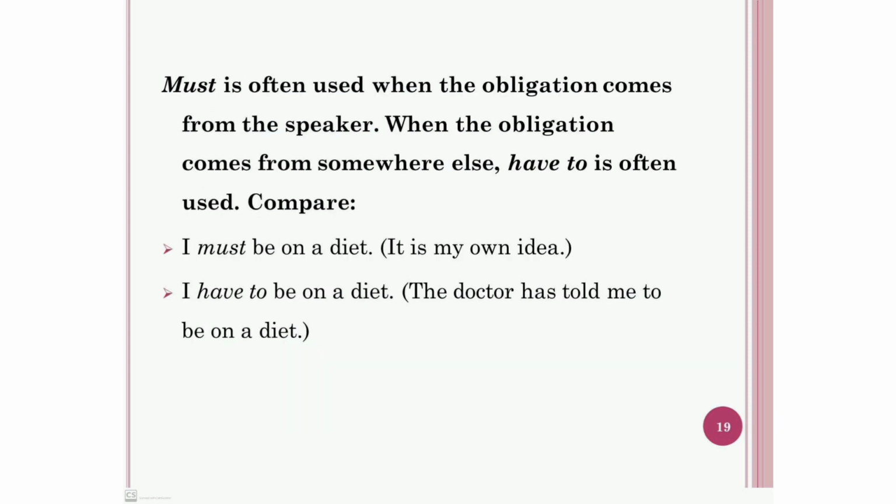And must is often used when the obligation comes from the speaker. When the obligation comes from somewhere else, have to is often used. The comparison is: I must be on a diet. This is my own personal decision. I have to be on a diet. The doctor had told me to be on a diet.